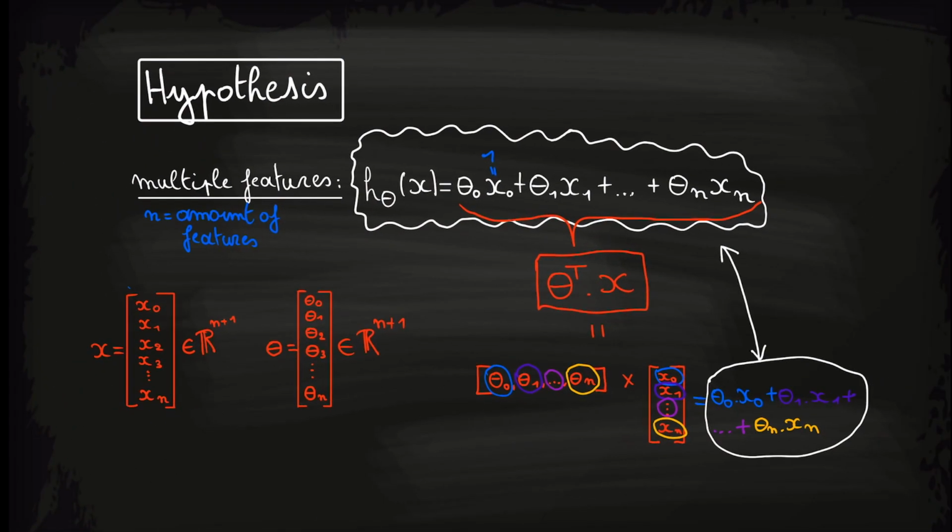To recap, we saw that we can write a general hypothesis for linear regression that has n variables or features. We saw that we can rewrite this long expression in vector notation. More specifically, in theta transpose times x, with both theta and x being vectors of dimension n+1 and with x subscript 0 always being equal to 1.